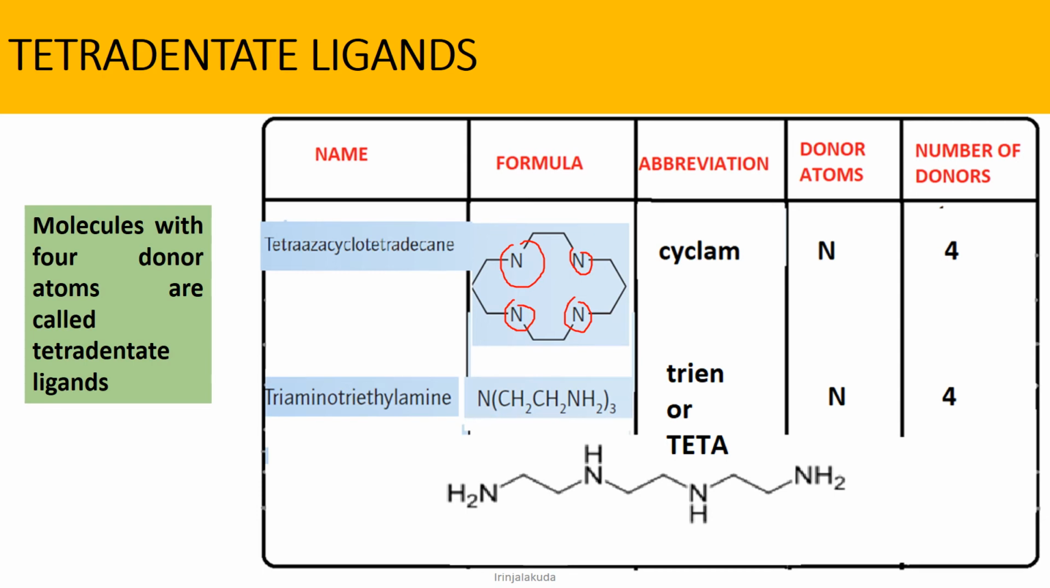Its abbreviation is cyclam. Another one is triamino triethyl amine. Its formula is N(CH2CH2NH2) thrice. Here you can see 1 nitrogen, 2nd nitrogen, 3rd nitrogen and 4th nitrogen. These 4 nitrogen atoms contain lone pairs of electrons that can be donated to the metal atom. So it also acts as a tetradentate ligand.